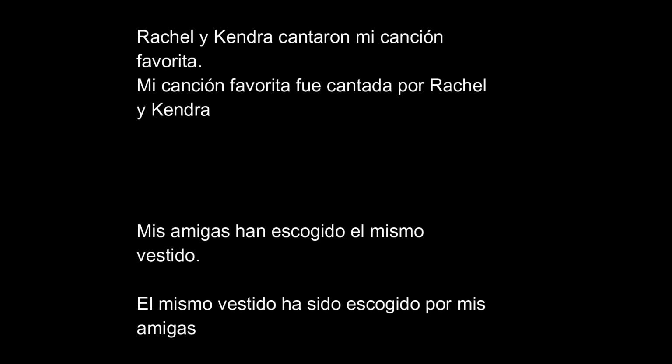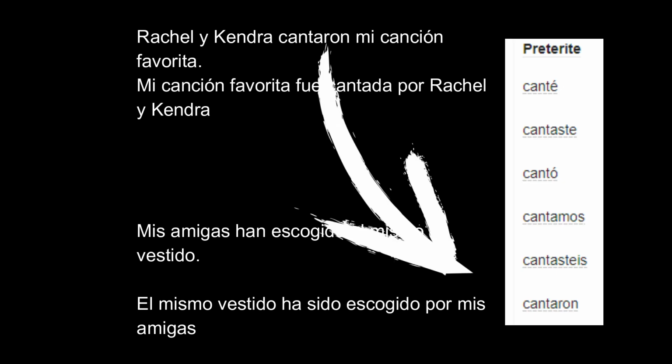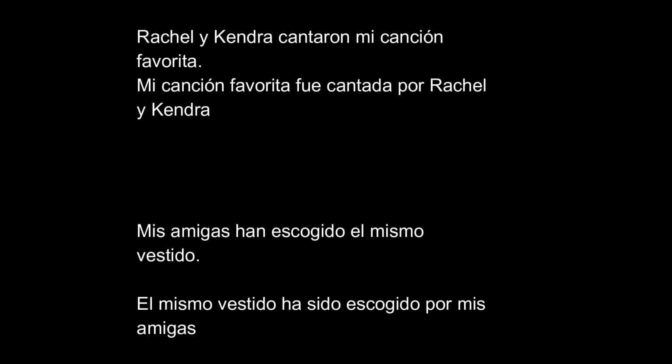Well, let's examine the second pair of sentences. The first one, Rachel y Kendra cantaron mi canción favorita. This is an active form, and cantaron is the simple past of the verb cantar. Now, passive form, mi canción favorita fue cantada por Rachel y Kendra.